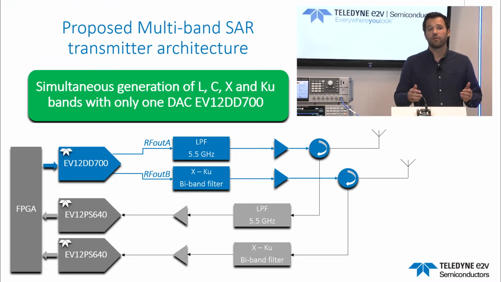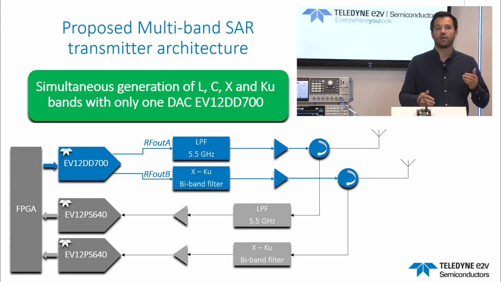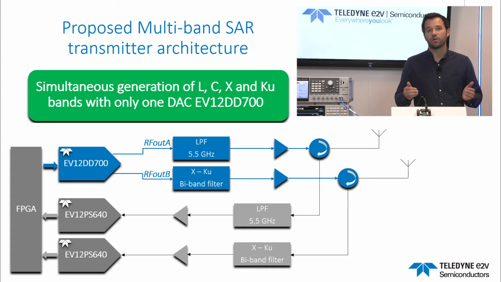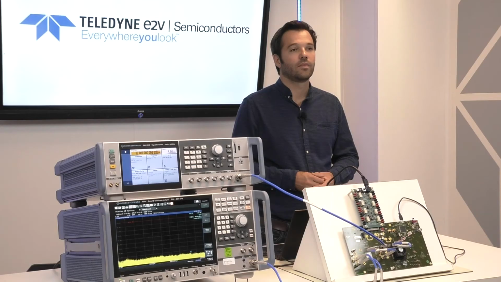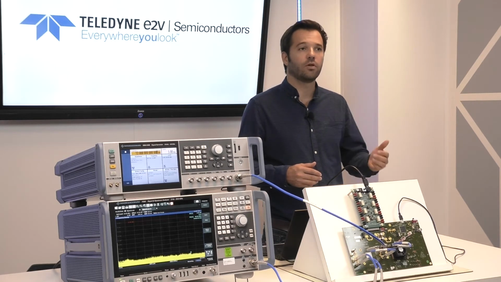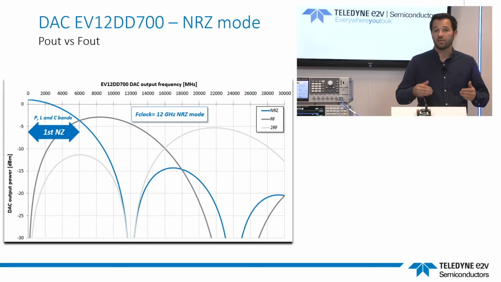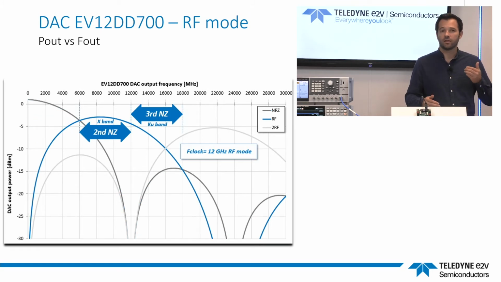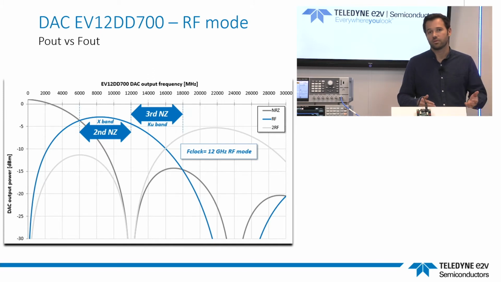Thanks to the high sampling frequency of 12 gigasamples per second, L and C bands are generated simultaneously in the first Nyquist zone of DAC channel A using NRZ mode. And on DAC channel B, X and Ku bands are generated simultaneously in the second and third Nyquist zones using RF mode. Indeed, DAC EV12DD700 can configure a different mode on each channel. NRZ mode to maximize DAC output power in the first Nyquist zone, and RF mode to optimize DAC output power in the second and third Nyquist zones.